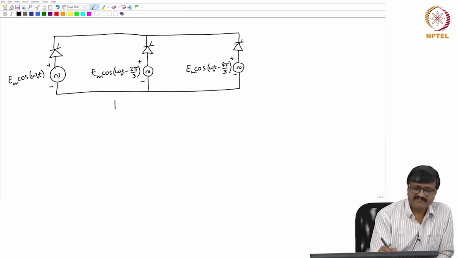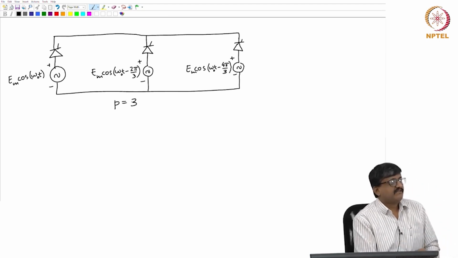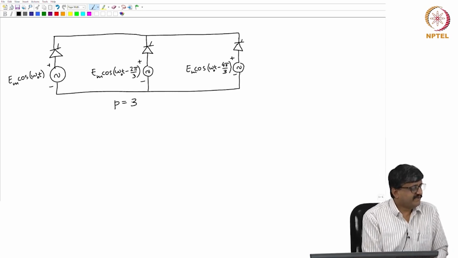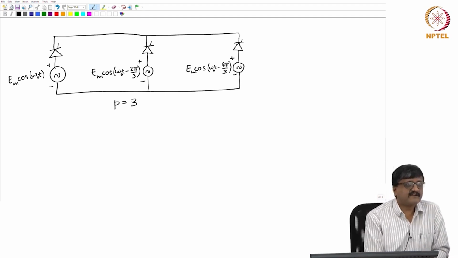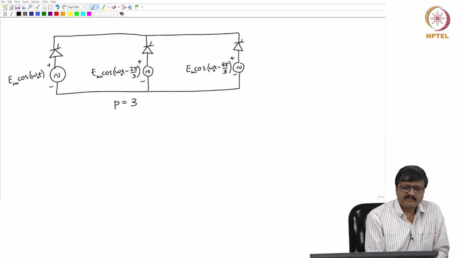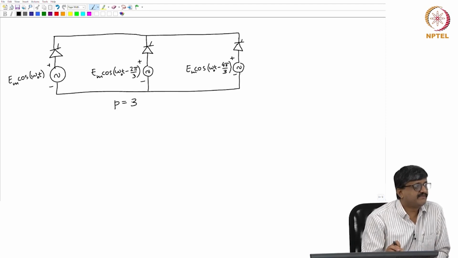So, in this case, what is the pulse number? 3. So, the pulse number, as I said, is defined as the number of pulsations of the DC voltage in one cycle of the AC voltage. Now, it is also the number of pulses that are in total given to the entire circuit for the thyristors.